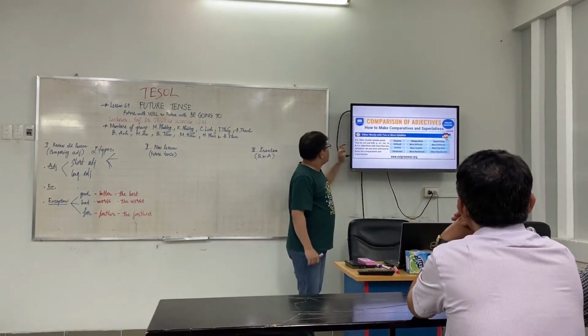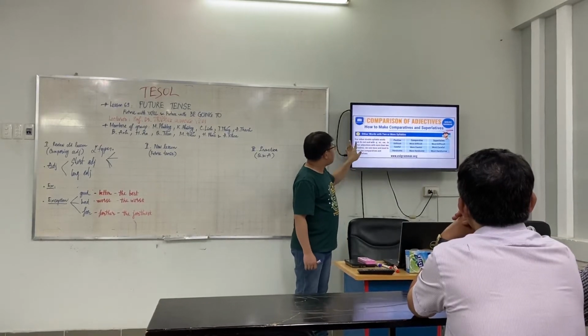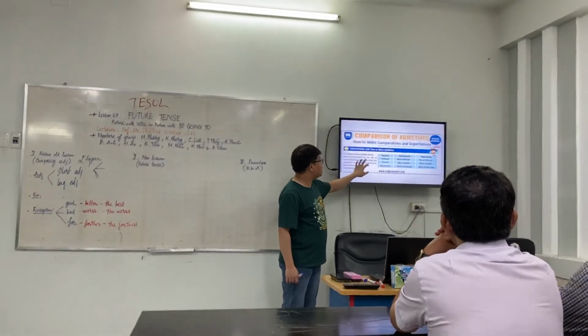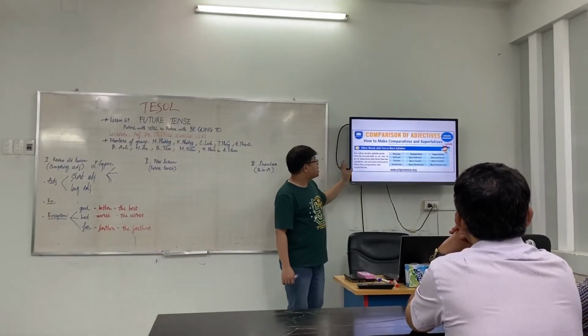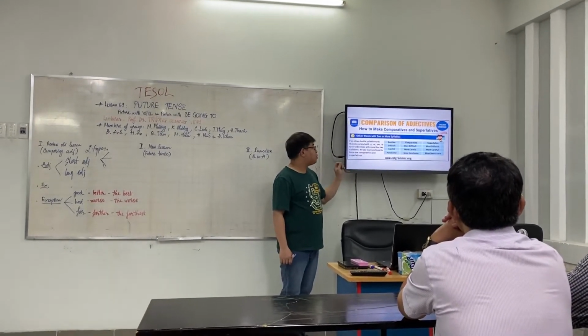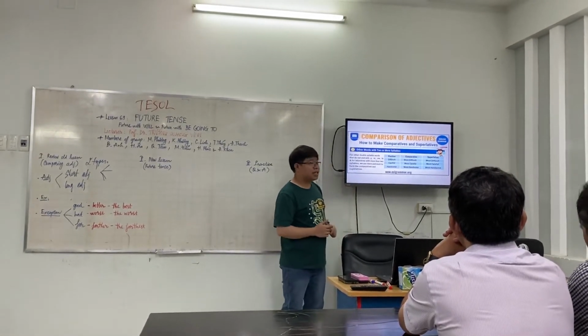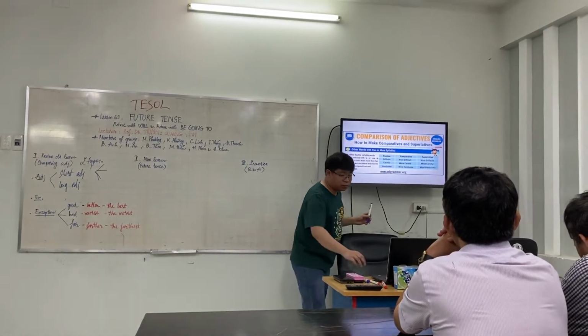Continue. Other words with two or more syllables. For other double-syllable words that do not end with Y, E, R, O, W, L, E, and for adjectives with more than two syllables, we use more and most to form the comparatives and superlatives. For example, difficult, more difficult, and most difficult.